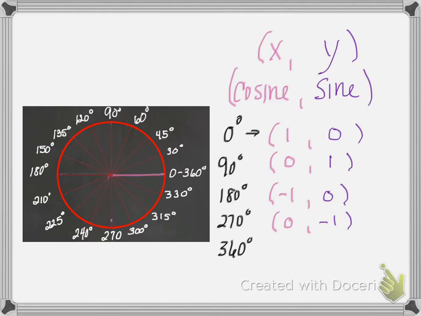And at 360, we're back to the beginning. X is 1, y is 0. So if I asked you for the cosine of 360, you would say 1. If I asked you for the sine of 360, you would say 0.